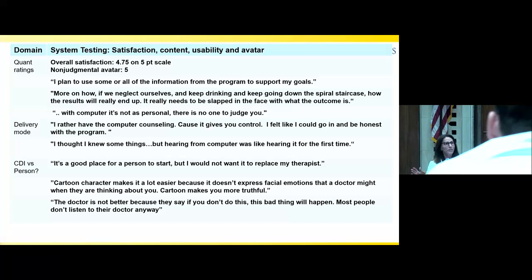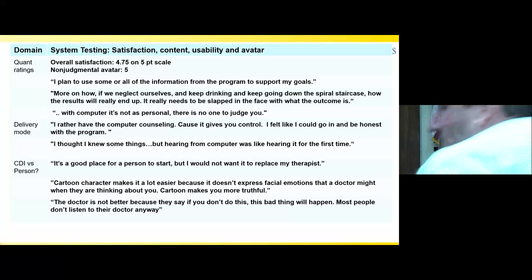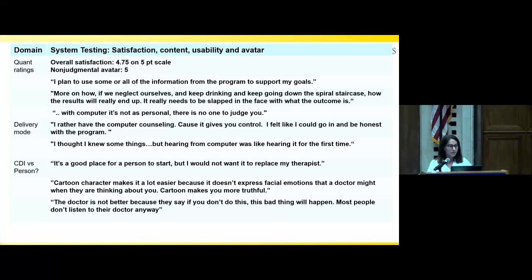People actually attach to the avatar. They attribute certain personality characteristics because we also ask them about that, like, what do you think Dr. Poe is like? And it's interesting to see in ways in which people's opinions converge or don't. But their feedback has been interesting. They thought the program supported their goals. It's not personal. There's no one to judge you, which is what we hoped for and expected.